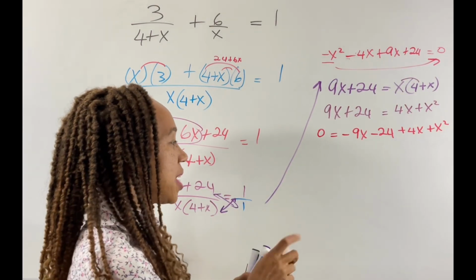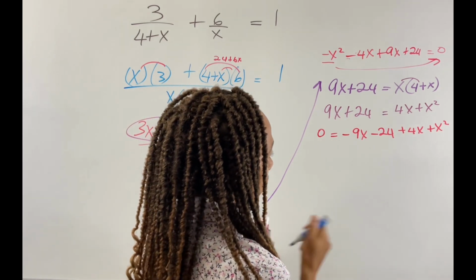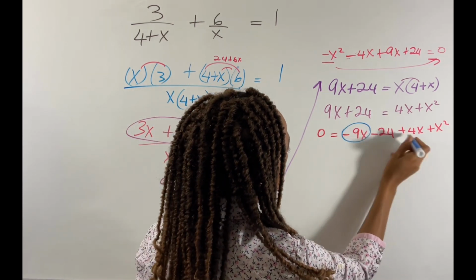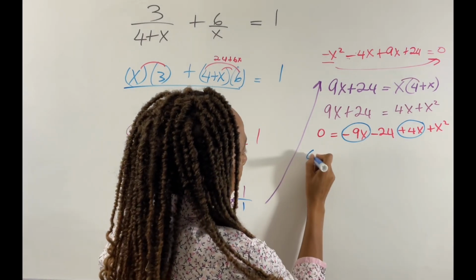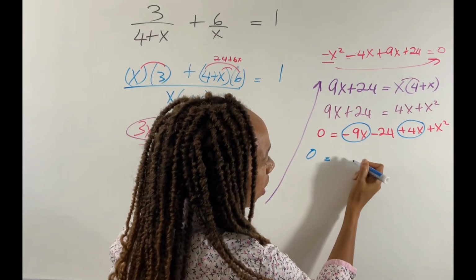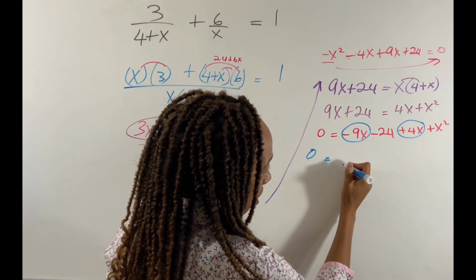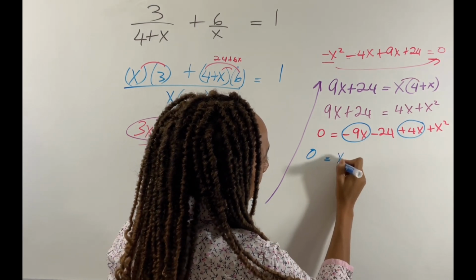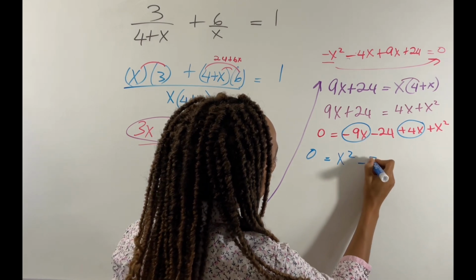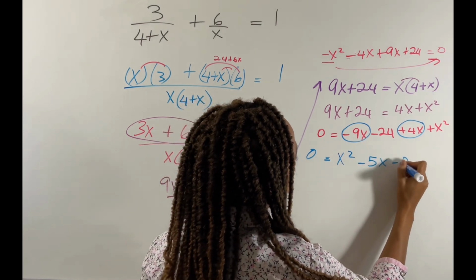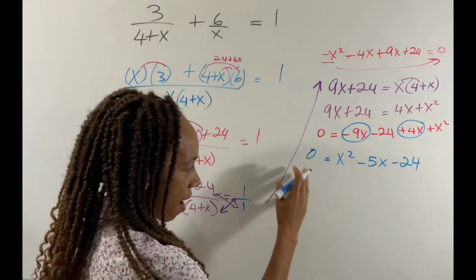Alright? So the next step is to combine our like terms. We have the negative 9x here and the positive 4x. So we have 0 is equal to x squared, which we can write first, minus 5x minus 24. So we have these now.